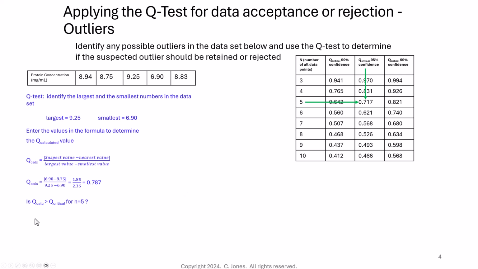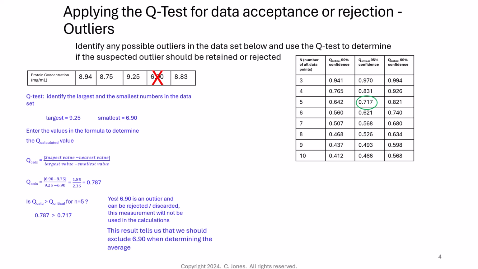So we just put these in. You put in 0.787. There we go. And we compare it to 0.717, and we see that in fact 0.787 is greater than 0.717. So that means that 6.90 is an outlier. It can be rejected or discarded. And this measurement, 6.90 milligrams per mil, will not be used in the calculations. So we put an X through it.